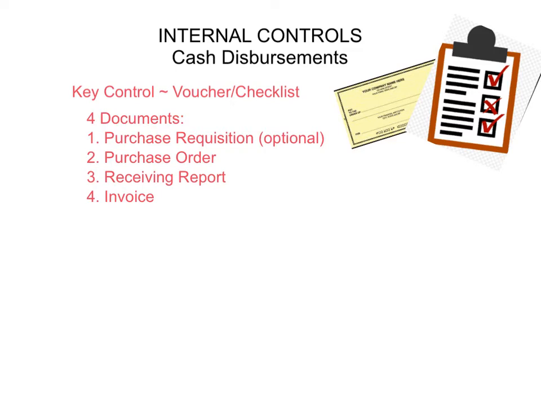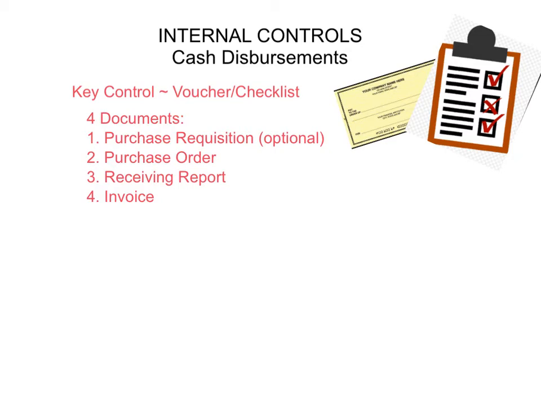The following 4 documents are generally used to check each other before a check is approved to be cut for payment. The 4 documents are a purchase requisition, which actually could be an optional document, but it's preferred if it's available. However, for sure we would have to have a purchase order, a receiving report, and an invoice. Let's discuss these each individually.